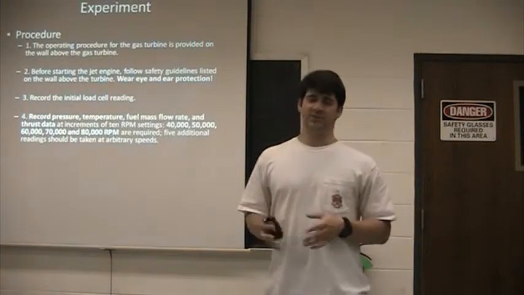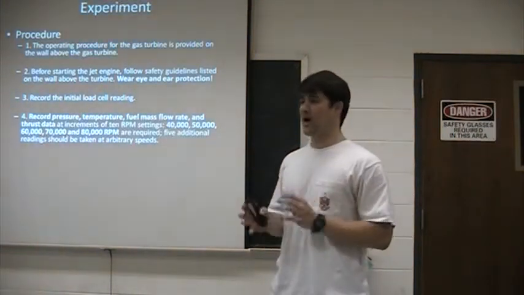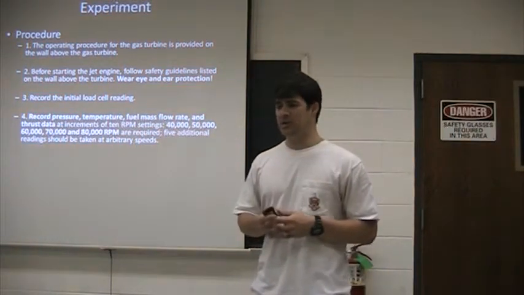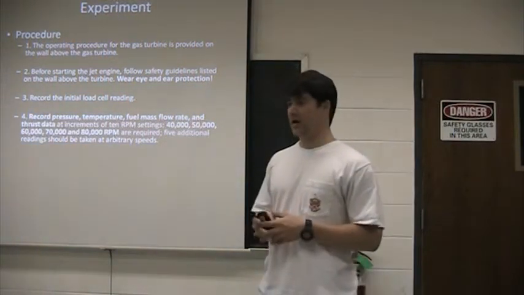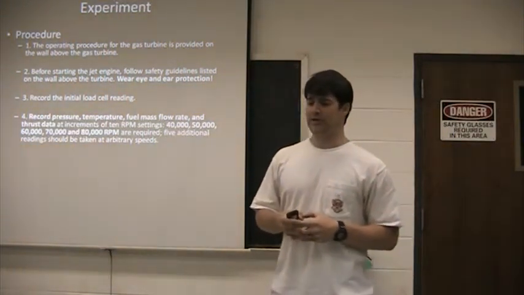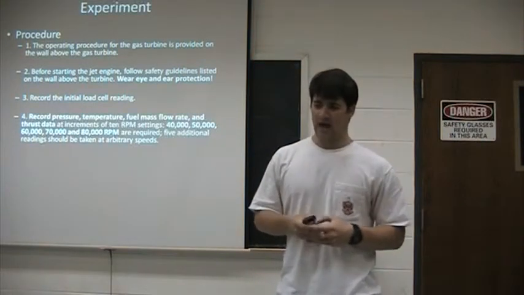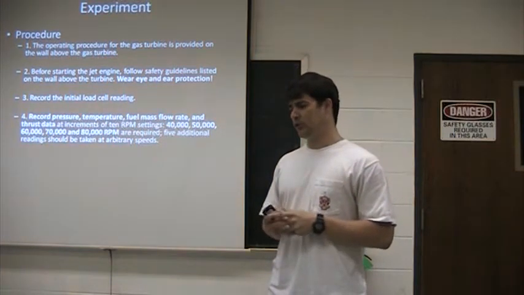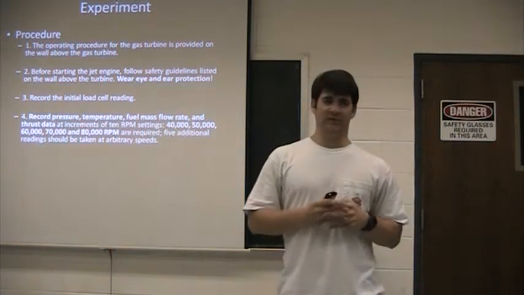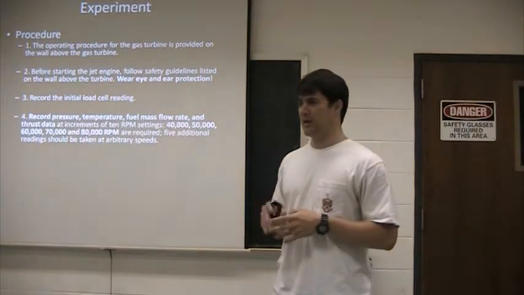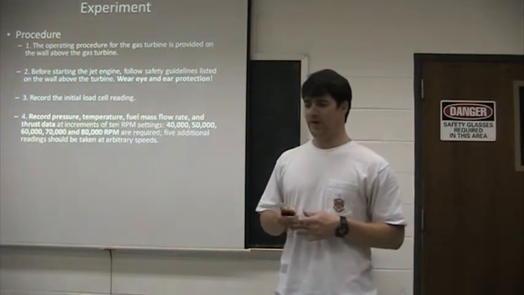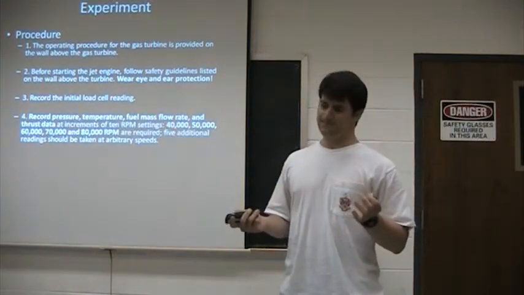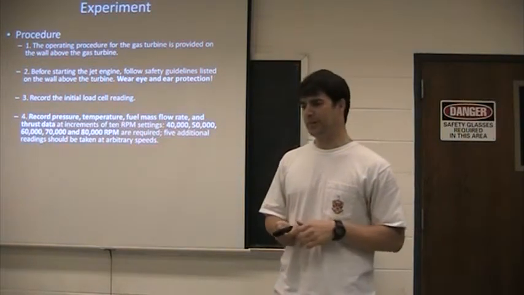The main thing with this experiment is you have to have eye and ear protection. It's going to be very loud. The procedure will be located above the gas turbine. Once again, wear eye and ear protection, it is very loud. We're going to need to record the initial load cell readings, and then the recorder is going to be asked to record the pressure, temperature, fuel mass flow rate, and thrust data between 40,000 and 80,000 RPM at increments of 10,000. 5 additional readings should also be taken at your lower speeds, just so you can get your mass flow rate when it's just starting up.